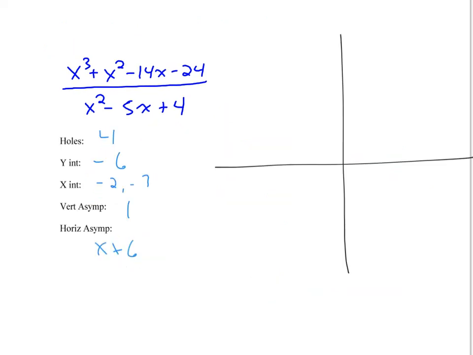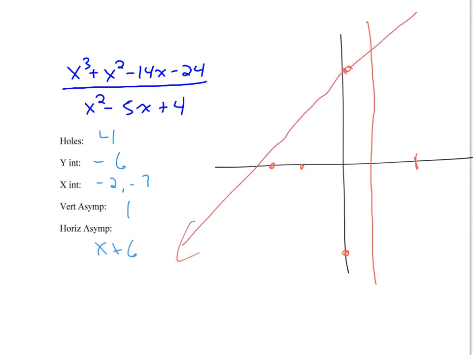Okay, so to make this graph now, I'm just going to remember I have a hole at 4, so somewhere around here I have a hole at 4. I have a y-intercept of -6 down here. I have x-intercepts at -2 and at -3. And I have a vertical asymptote at x equals 1. I'm also now going to have a slant asymptote where the line is y equals x plus 6. So that would have an x-intercept of -6 and a slope of 1. So we're going to have a slant asymptote that looks like that.